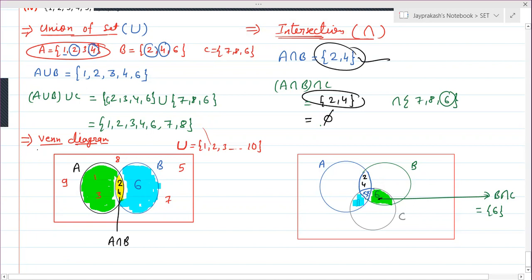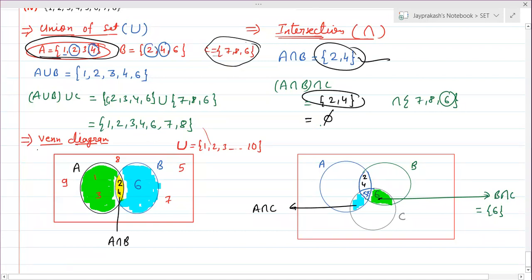This portion is representing the intersection of A and C. ये हमें A और C का intersection बता रहा है. So between the A and C, so this is our A and this is our C. Nothing is common, so this will be empty.